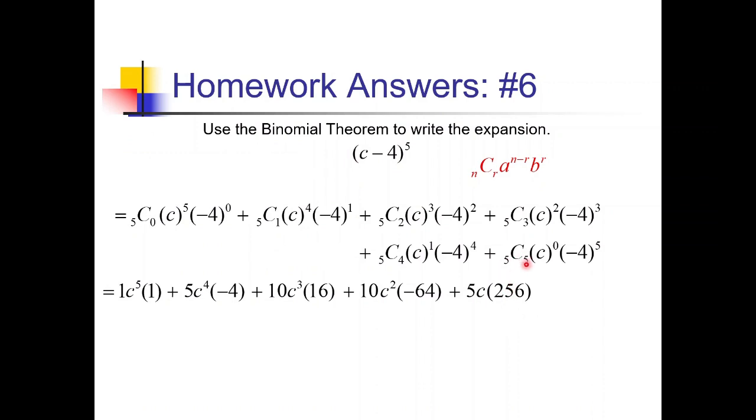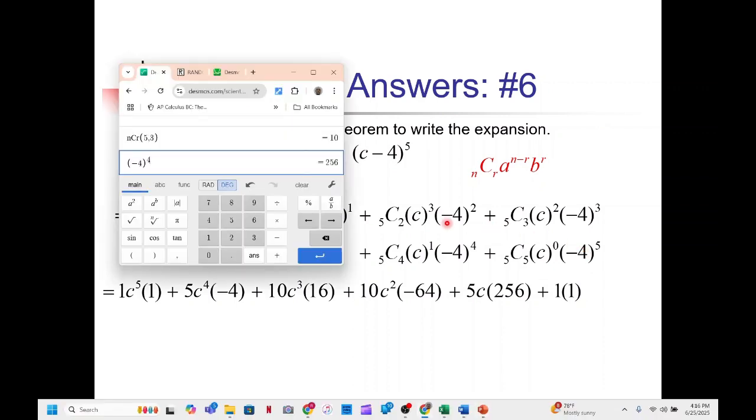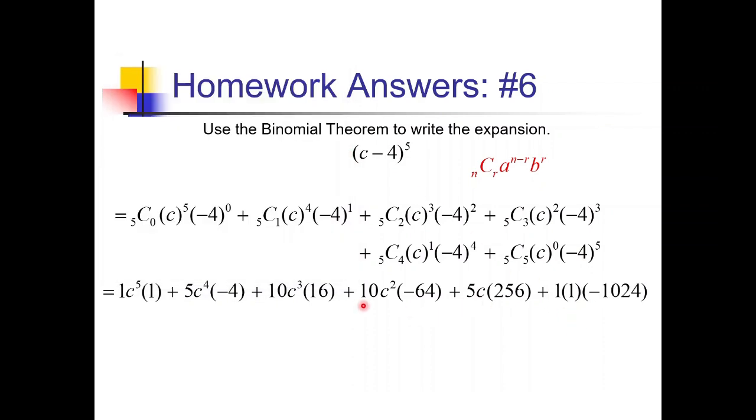And then 5 choose 5 is just going to be 1. c to the 0 is just going to be 1. Negative 4 to the 5th power, let me change that to the 5th. That's negative 1024. All right, one last round of cleanup on all this.